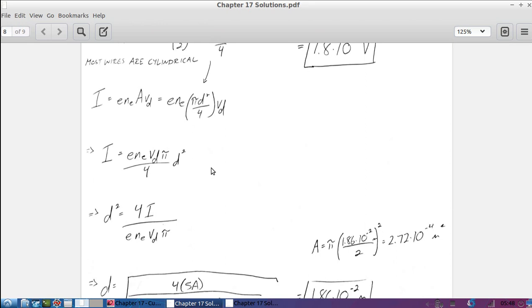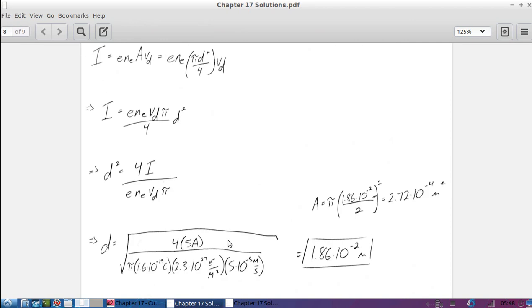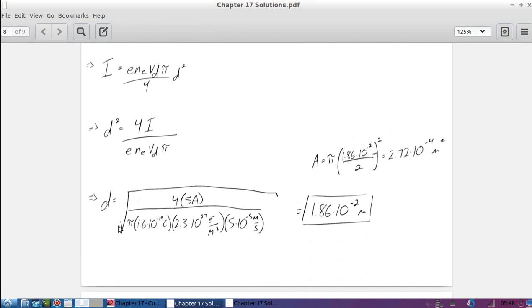Okay, so what I did in this step was I just factored the d squared out, and then I've got all these other terms multiplying it. So since it's a bunch of variables divided by a constant, I'm just multiplying both sides by the constant and then dividing both sides by all those variables, and pi. Okay, so I've got d squared equals 4I over charge times charge density times drift velocity times pi. It's not the nicest looking expression, but it's okay. So I take the square root of both sides, and I have all my values.